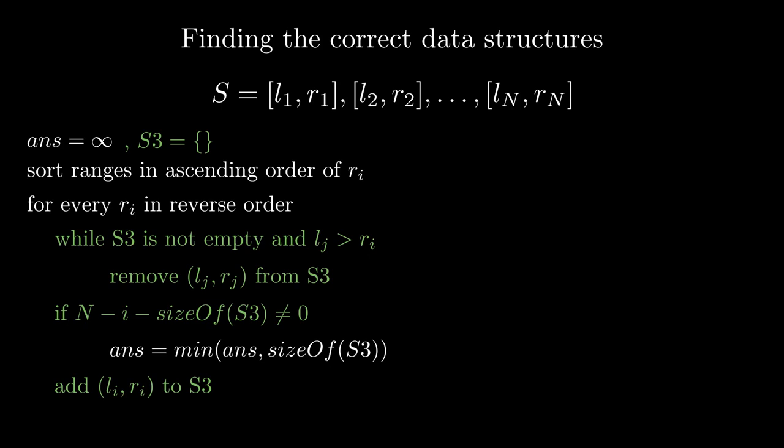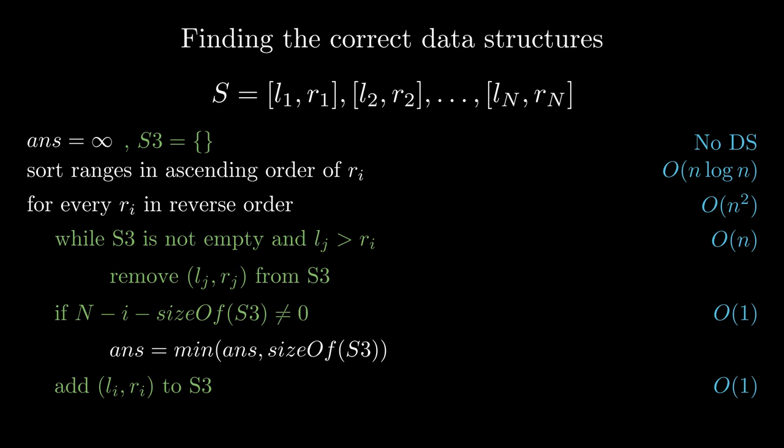Finally, we have used the current Ri as our point, and hence this range can be added to S3 for consideration. If we do not use a data structure, sorting takes O of n log n, and checking Lj greater than Ri in S3 takes O of n operations in the worst case. And since we are running through all ranges, our worst case scenario for the whole algorithm becomes O of n square. This can be used to solve subtask 2.